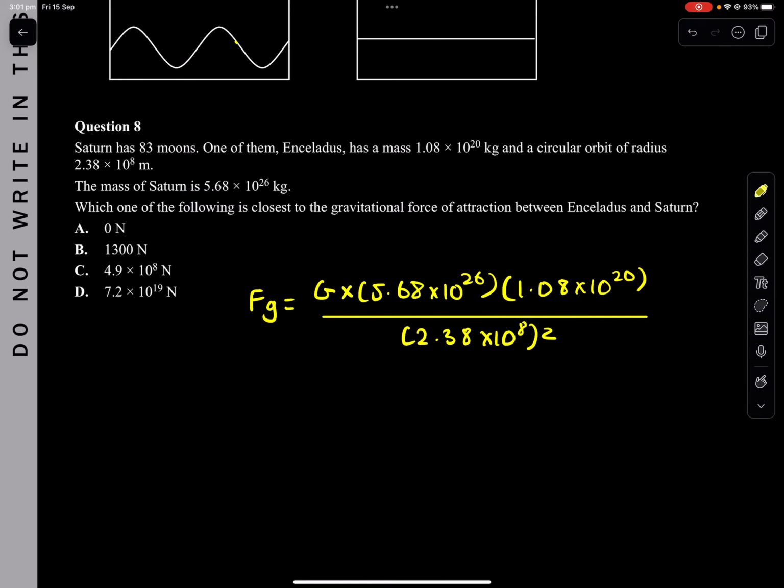5.68 times the power of this times 1.08 times the power of 20, 2.38 times 10 to the power of 8 squared. And that gives us 7.2 times 10 to the negative 19. So D is your answer for that one.